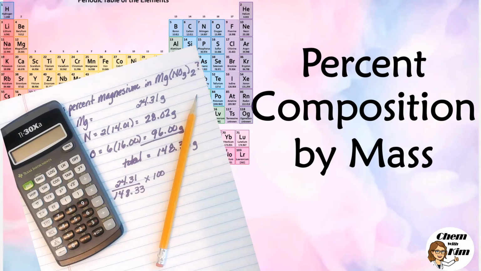Today's topic is calculating percent composition of a compound by mass. So grab your calculator and a periodic table and let's begin.